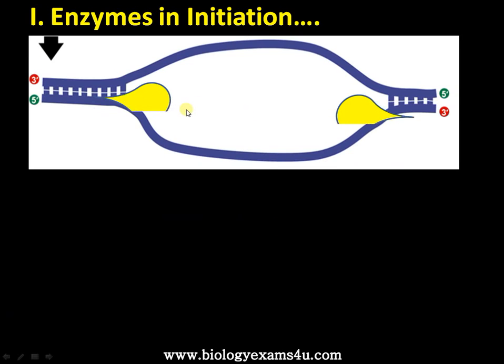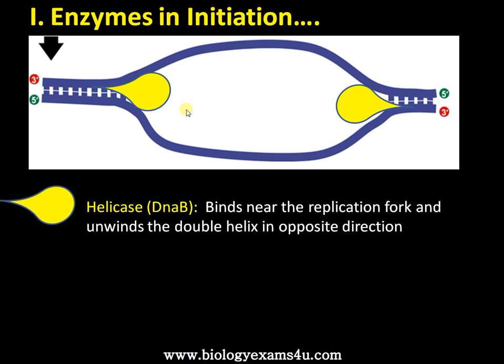This is followed by the binding of an enzyme called helicase, or DnaB. Helicase binds near the replication fork and unwinds the double helix in opposite directions. That's why DNA replication is called bidirectional.